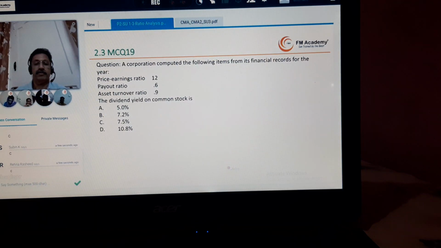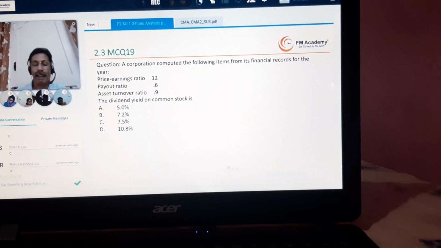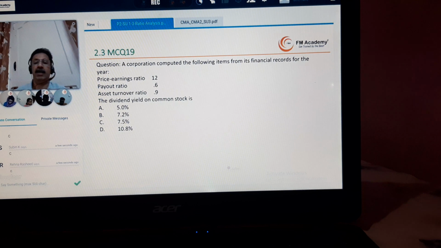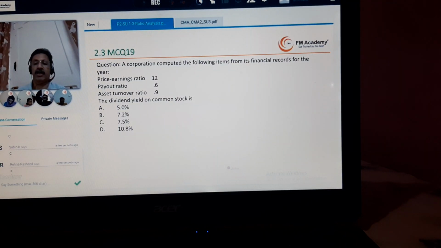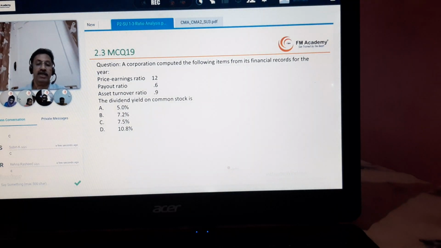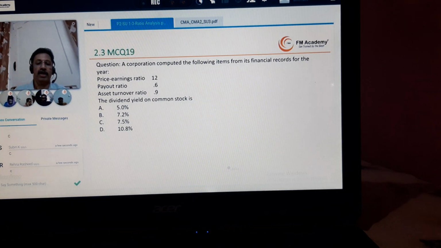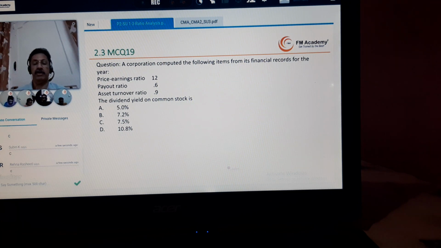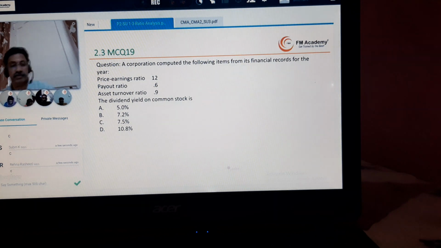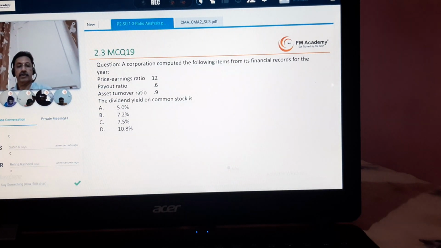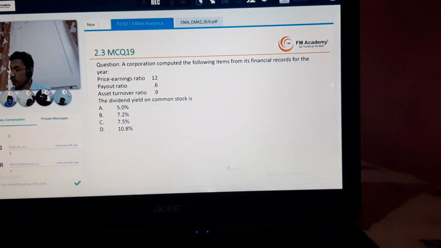Next question. A corporation computed the following items from its financial records for the year. What is the dividend yield? That is a simple question. What is dividend yield? Dividend divided by market price. But you are given price earning ratio, payout ratio, asset turnover ratio, whatever you need to find out dividend payout, you can find it out. See whether you can do it or not.